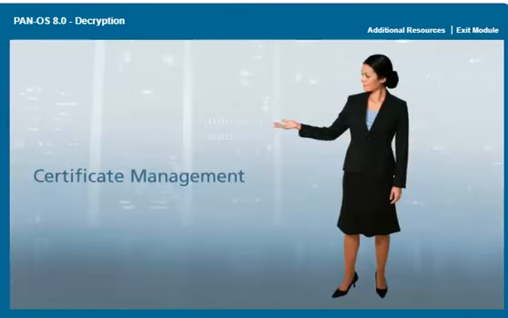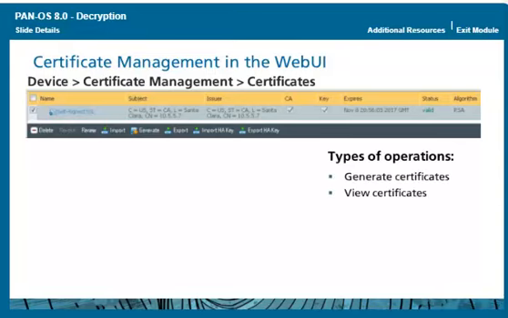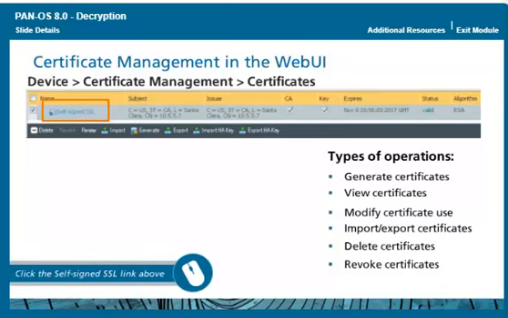Certificate management. The web UI includes certificate management for the firewall at Device, Certificate Management, Certificates. Using the web UI, you can generate and view certificates or generate CSRs. You also can import certificates from a third party or internal CA and export certificates to other devices. You can also modify certificates to meet specific use requirements on the firewall. Certificates issued by the firewall also can be revoked using this interface.